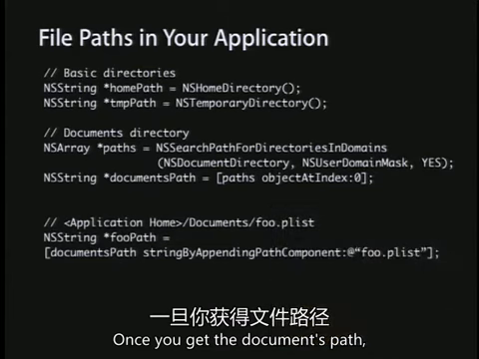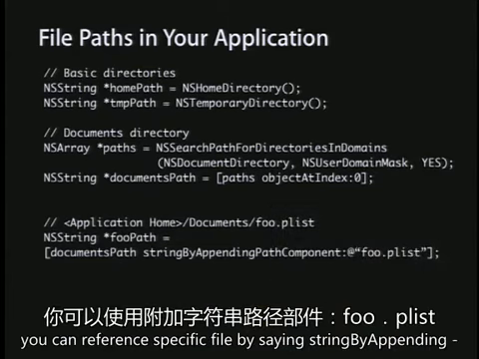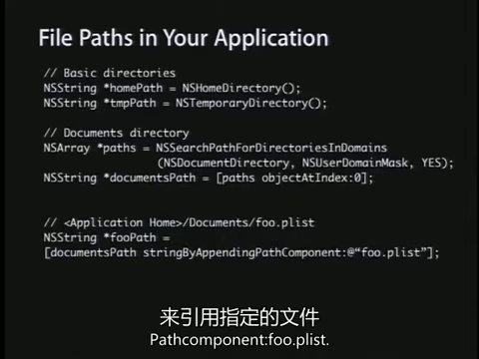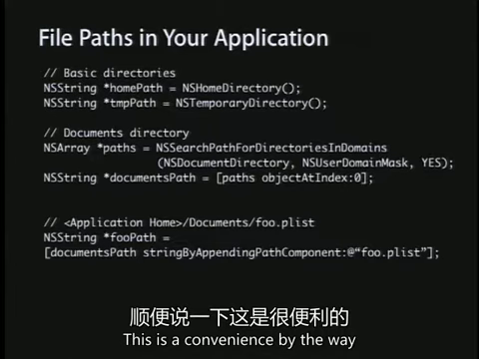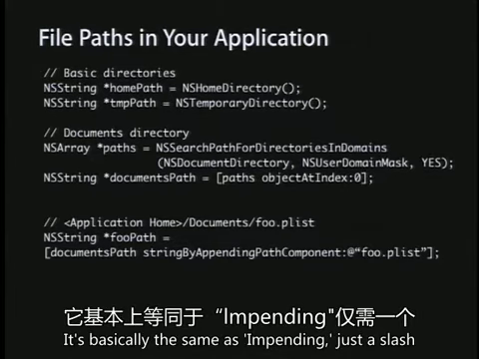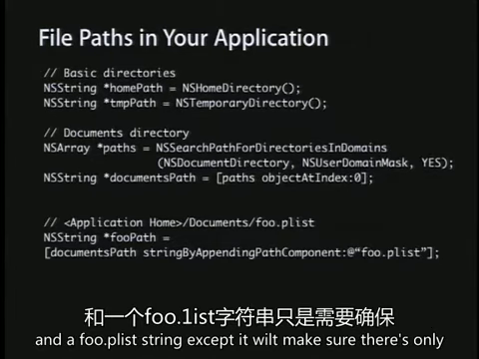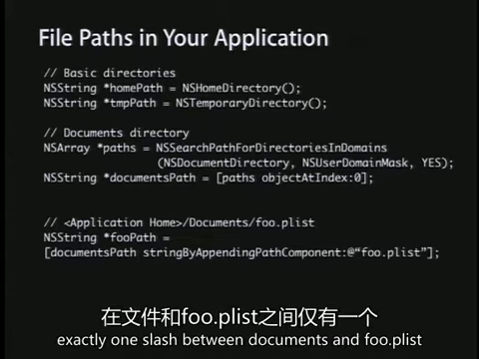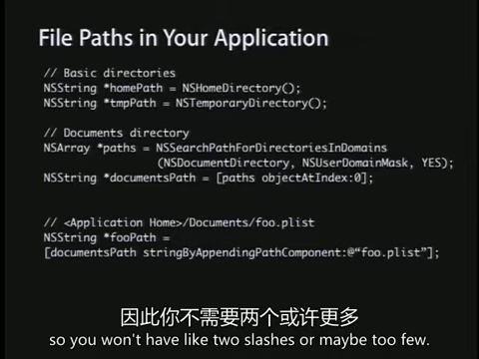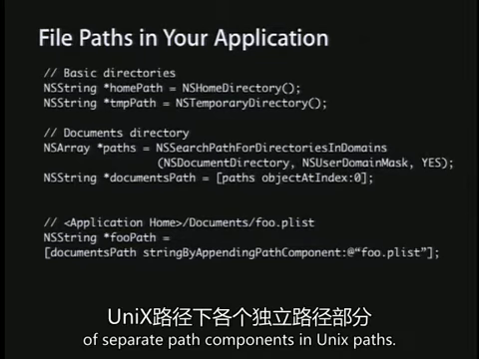Once you get that documents path, you can reference a specific file by saying stringByAppendingPathComponent foo.plist. This is a convenience, by the way, that's basically the same as appending just a / and foo.plist to the string, except it will make sure there's exactly one / between Documents and foo.plist. So you won't have two slashes or maybe too few. It handles the whole abstraction of separate path components and Unix paths.